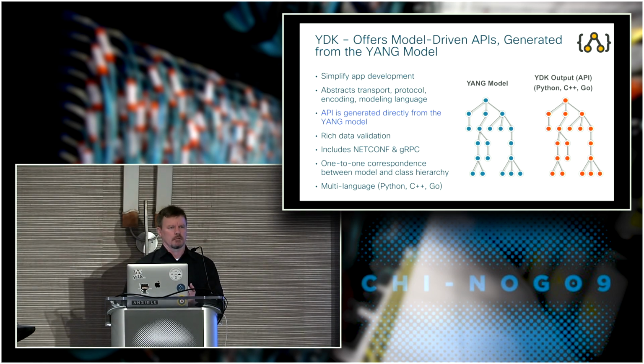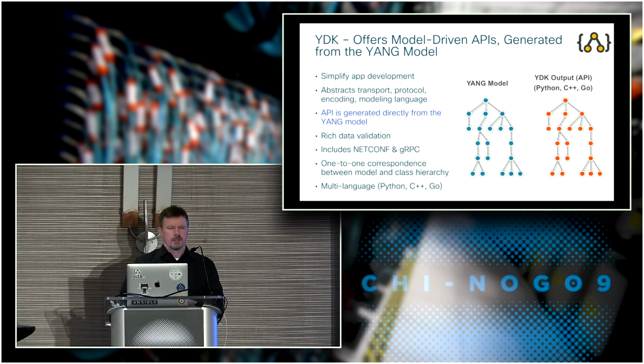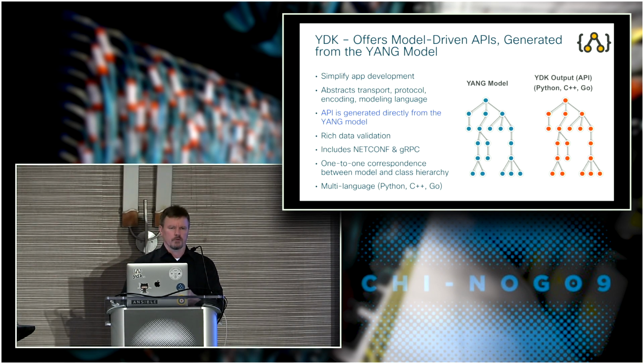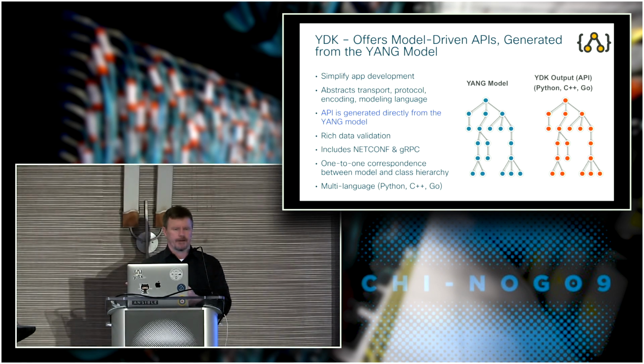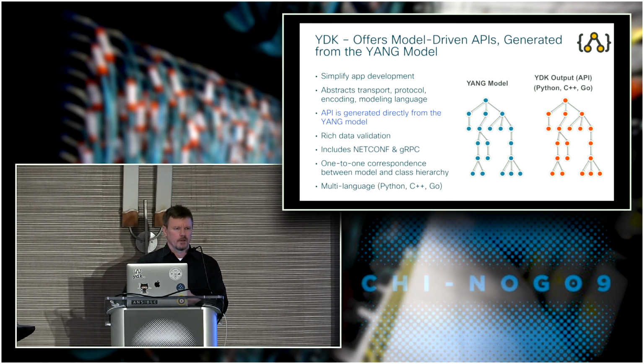You take the Yang model, and what it does is it produces a set of API bindings in some specific language. I'm showing you the languages that we support. The most popular, obviously, is Python, but we also support C++, and we also support Go. We'll continue to look at others, but the idea here is that you're taking that Yang model and exposing APIs.